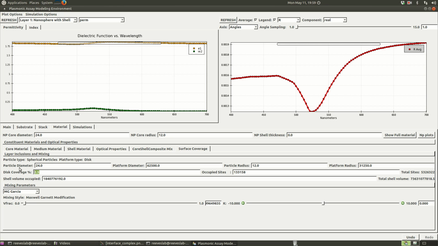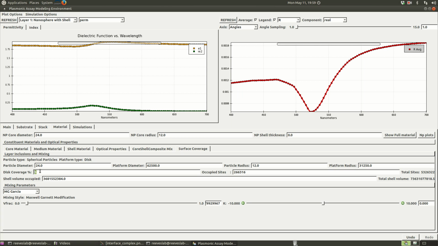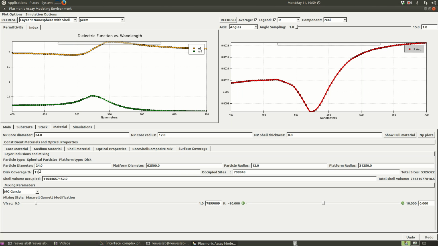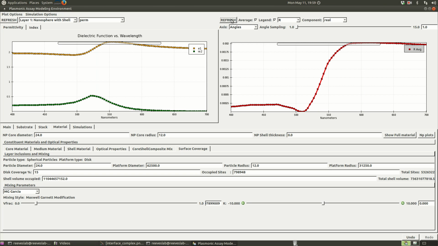As we increase the coverage to 5%, the dip deepens. We can go all the way up to 15%, and we get this strange profile. Let's look at all of the angles again and see if we can figure out what's happening.